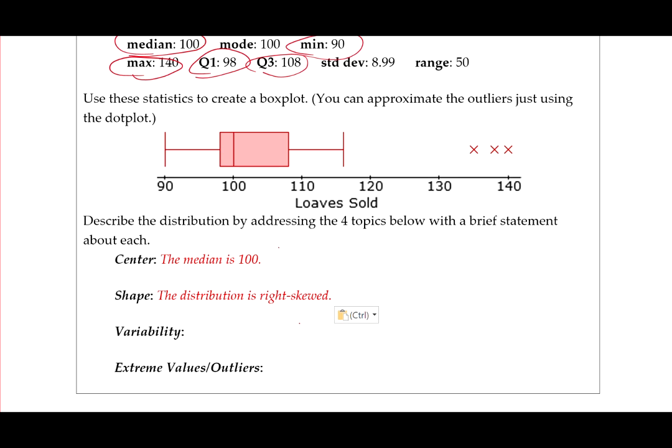For skewed data, the best measure of variability is the IQR. The IQR is equal to Q3 minus Q1, which is 108 minus 98, which equals 10. And extreme values and outliers. There are 3 extreme values, which we will call outliers, and they are located at about 135, 138, and 140.